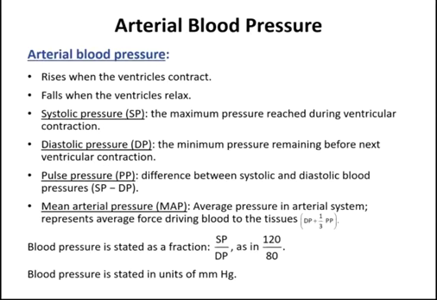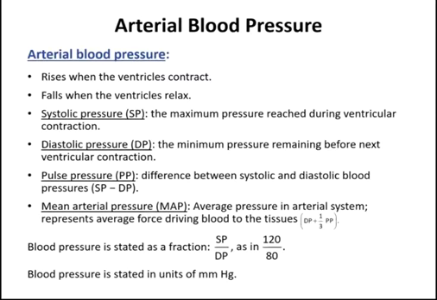Pulse pressure is the difference between your systolic and diastolic blood pressure. So it's SP, systolic pressure, minus DP, diastolic pressure. MAP is the mean arterial pressure, and it's the average pressure in the systemic arteries, the arterial system, representing an average force driving the blood to the tissues. So that would be diastolic pressure plus 1/3 of the pulse pressure. And that's how you achieve that.